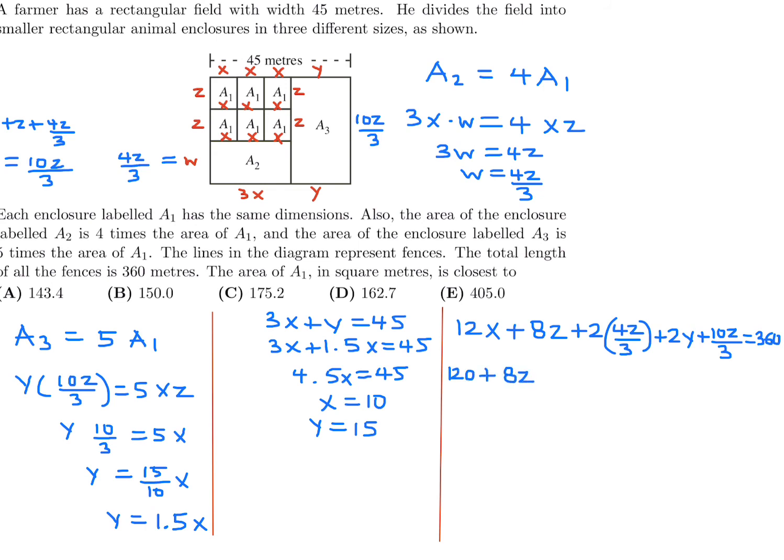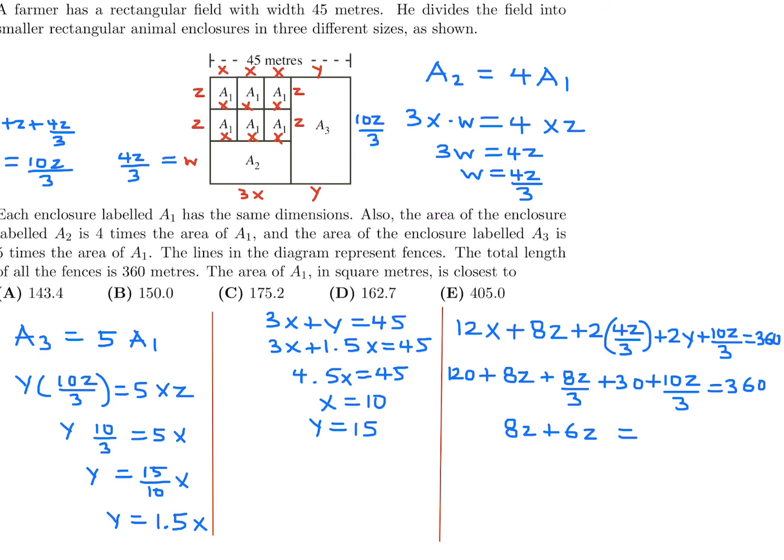8z, well, z I don't know. This is 8z over 3. 2y, that's going to be 2 times 15, so 30. 10z over 3, and then that's 360. So let's add these here. We got 18z over 3. Well, that's just 6z. So 8z plus 6z, and then put all the numbers on one side.